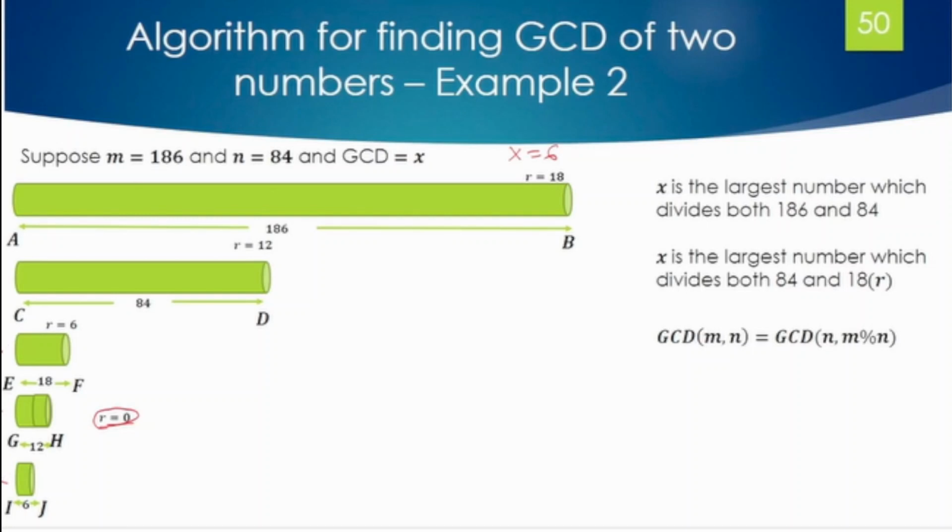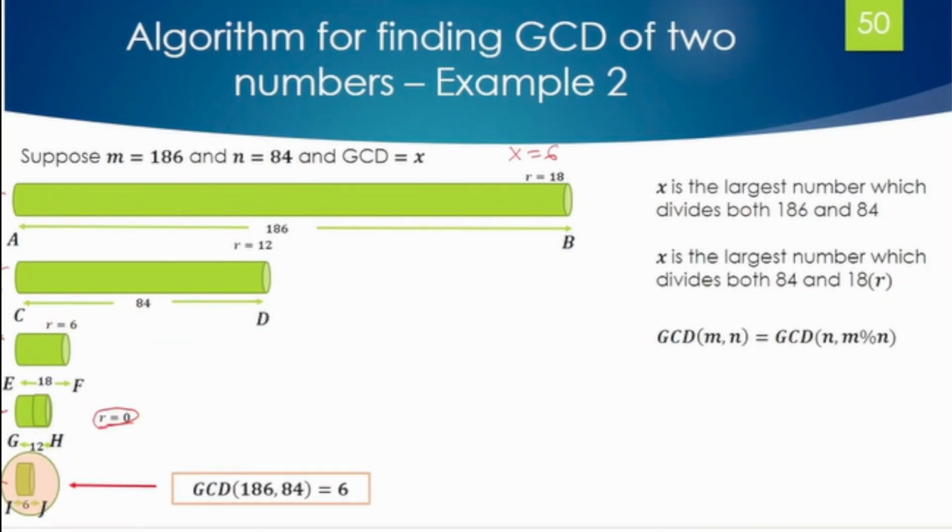Again, we have earlier proved the GCD of these two is also X, and the GCD of these two is also X, and the GCD of these two is also X. So therefore 6 is the GCD of the two numbers 186 and 84, right? So we can say this is our GCD.